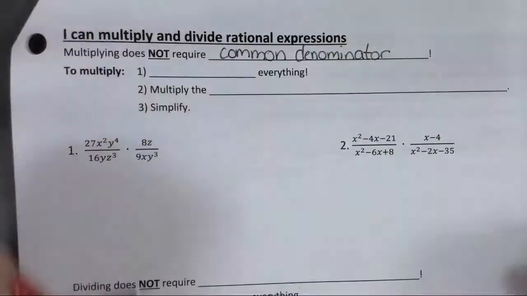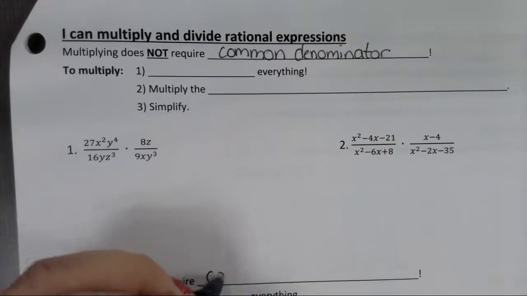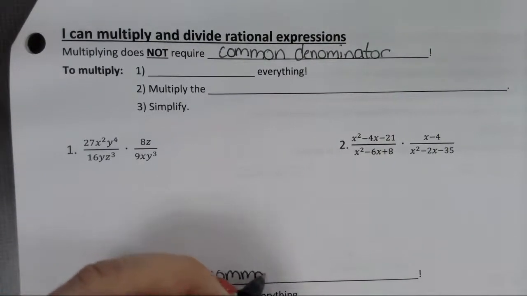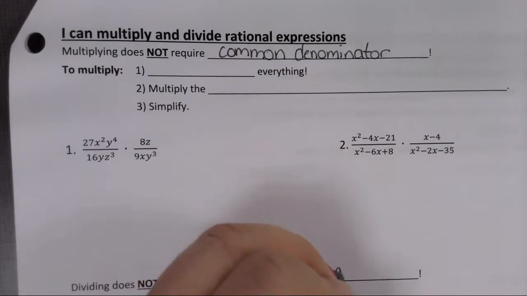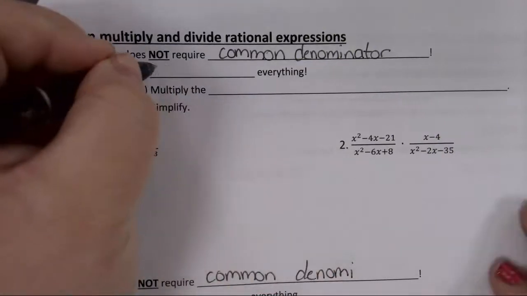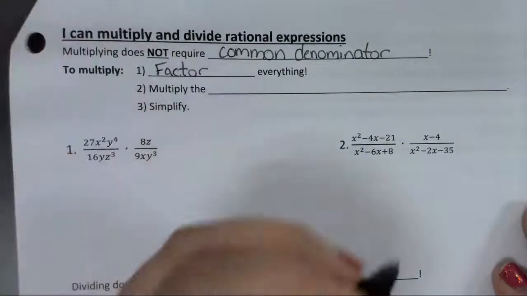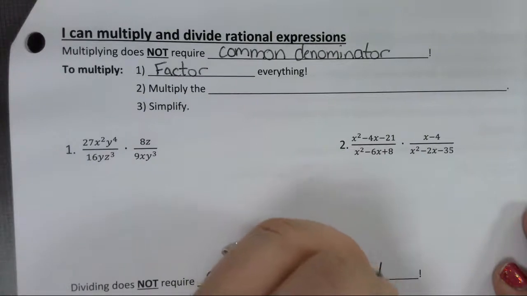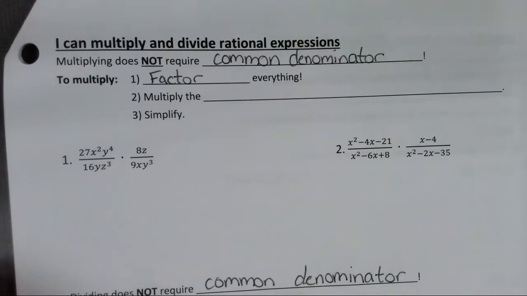So it's best to just not try to find a common denominator when you are multiplying or dividing. And just like what we did in simplifying, we need to be able to factor everything first. And you've been multiplying and dividing fractions since you were in elementary school. So there's no different process here for rational expressions.